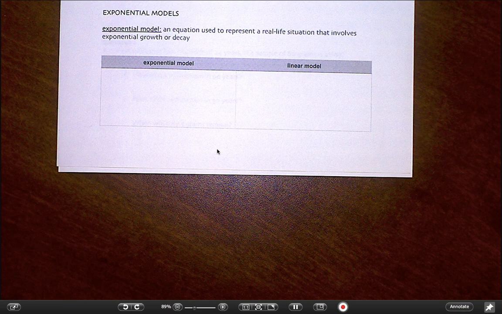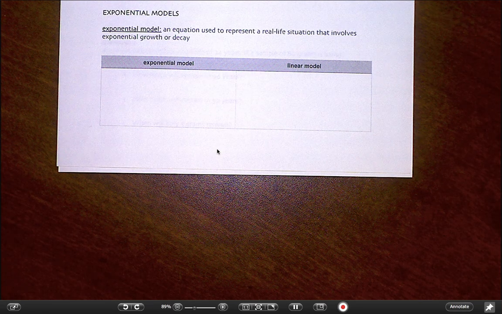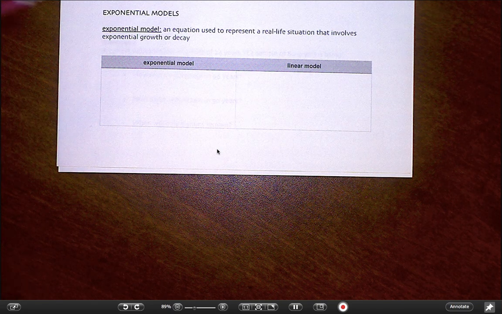Hi everyone. So we are going to pick up where our lesson left off. This is 2.4 and 2.5 for Algebra 2, and we're going to get into exponential modeling here.